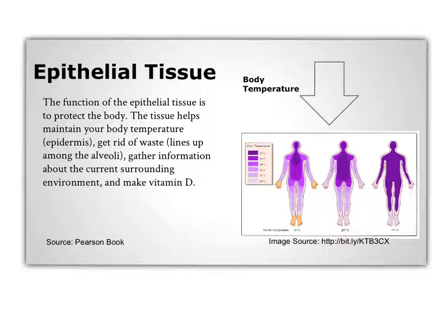The functions of the epithelial tissue include: regulate the body temperature, which the epidermis does; protect against aberrants, parasites, and things that are harmful to our body; discard waste; line the alveoli, simple squamous; gather information about the surroundings; and make vitamin D.